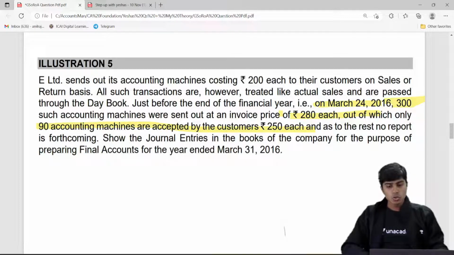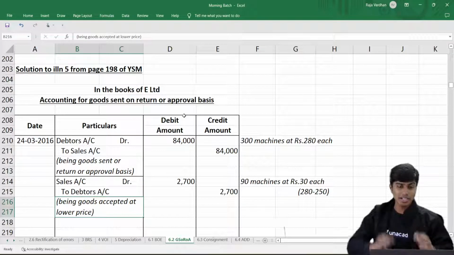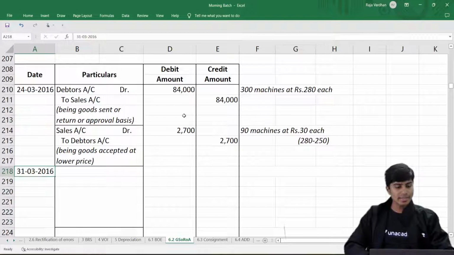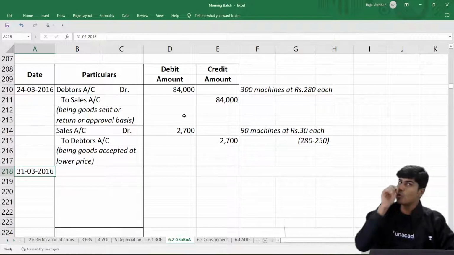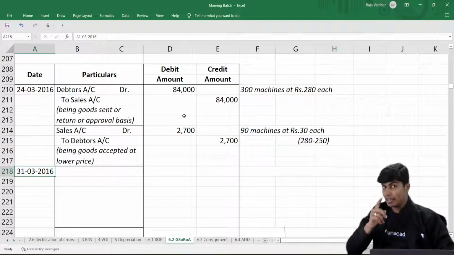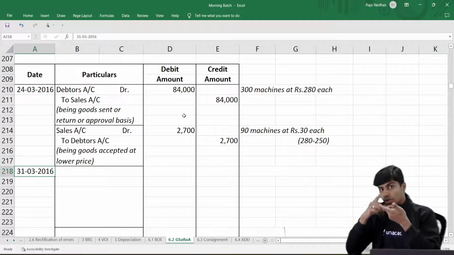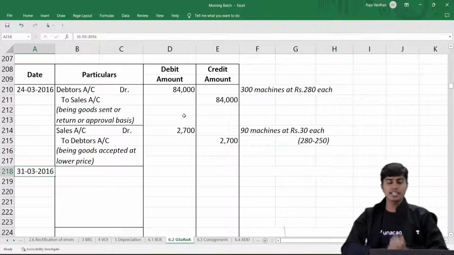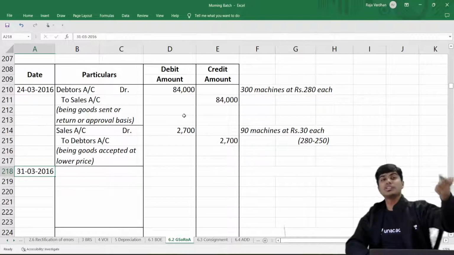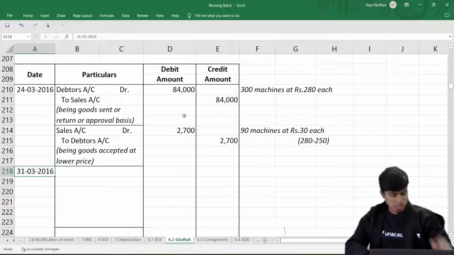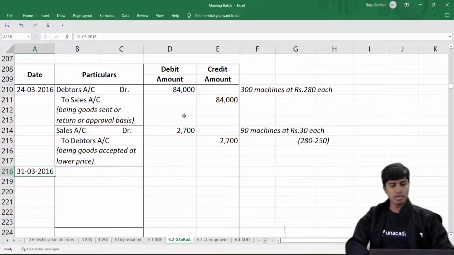Show journal entries. So we have sent 300 machines, out of which 90 machines have been accepted. 210 machines have not been accepted. So on the year end, 31st of March 2016, we need to reverse the sales entry that we have passed for 210 machines. And we should also include such 210 machines into our inventory. But to reverse the sales entry, we need to pass it at the selling price of 280 each, at which we passed the entry before. And to include such inventory in stock, we need to do it at the cost price of 200 each. Got this? Let's do it.